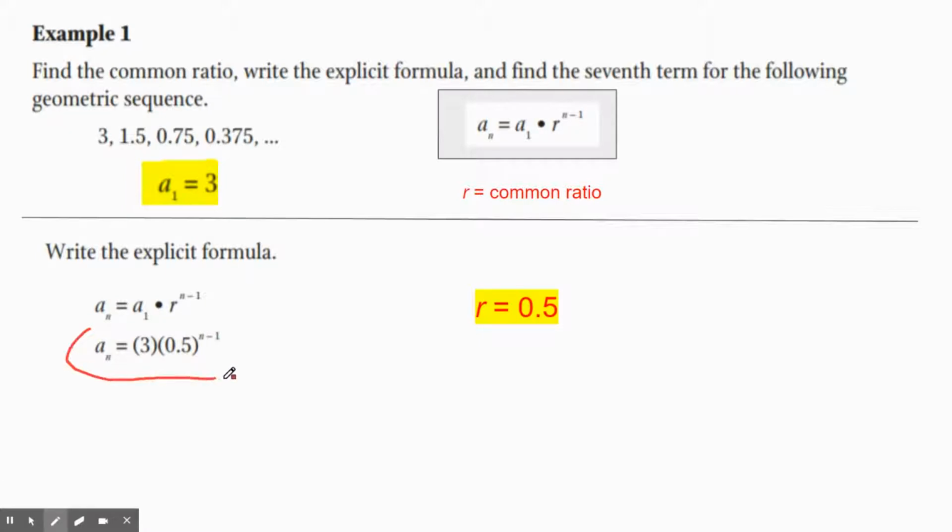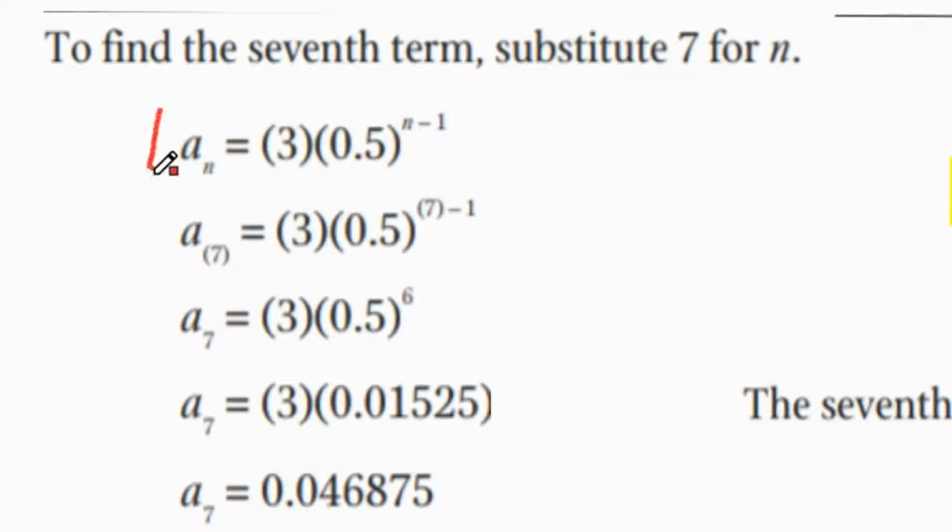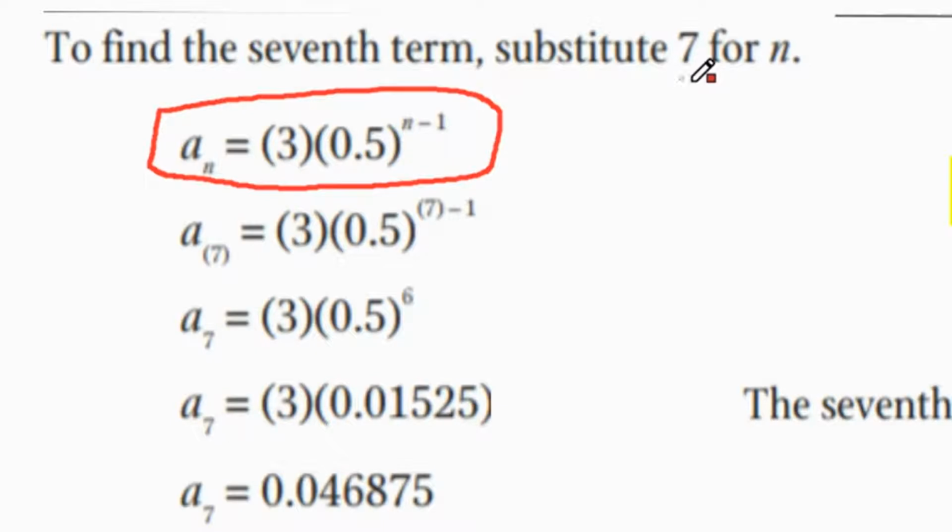Then all we have to do is substitute those values into the explicit formula. And then we can find the seventh term. So here's our formula, 3 times 0.5 to the n minus 1. And then all I'm doing is substituting in 7 for n. And you get that the seventh term is 0.046875.